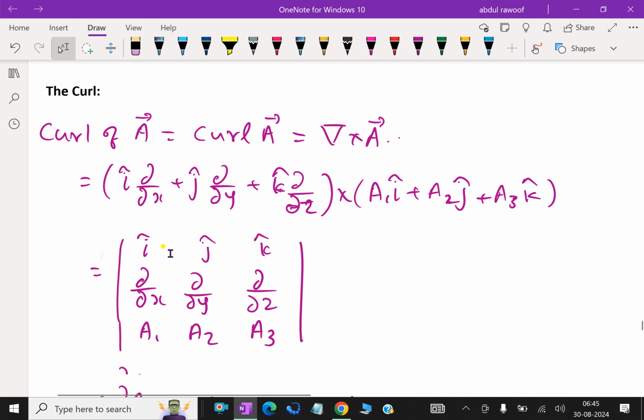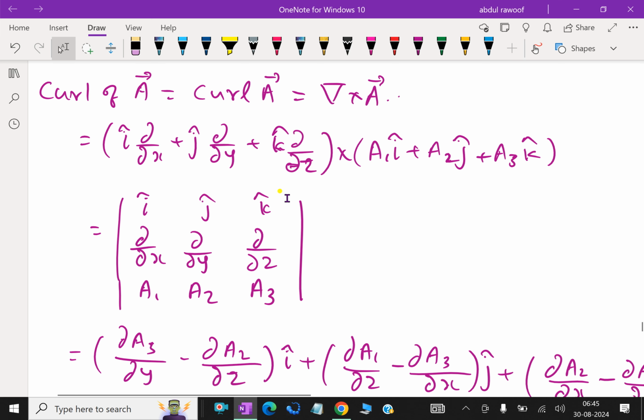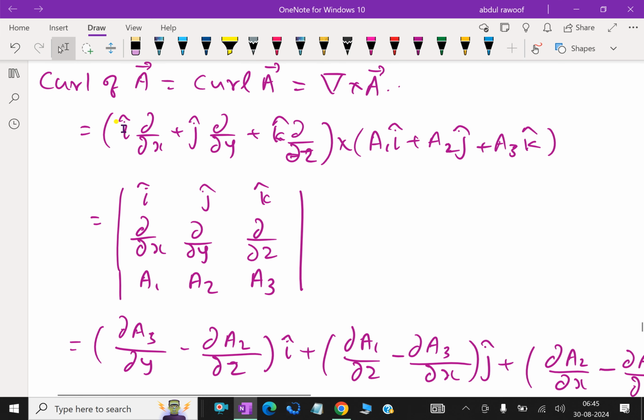Next is the curl. The curl of vector A, written as curl A, is equal to del cross A vector. Del cross vector A is called the curl of that vector A, which we can write as i vector dou by dou x plus j vector dou by dou y plus k vector dou by dou z, cross vector A, which is written as A1 i vector plus A2 j vector plus A3 k vector.